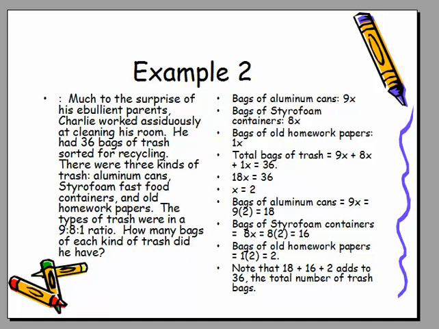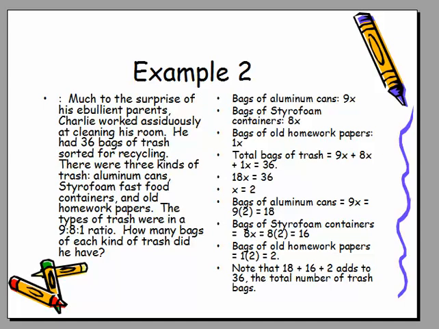Recall that we are using the figures in the ratio to write algebraic expressions for the numbers of bags of trash. The number 9 in the ratio is associated with aluminum cans. Therefore, the number of bags of aluminum cans is 9 times x. The 8 in the ratio of 9 to 8 to 1 is associated with the bags of styrofoam containers. The number of bags of styrofoam containers is 8x. The bags of old homework papers is 1x.